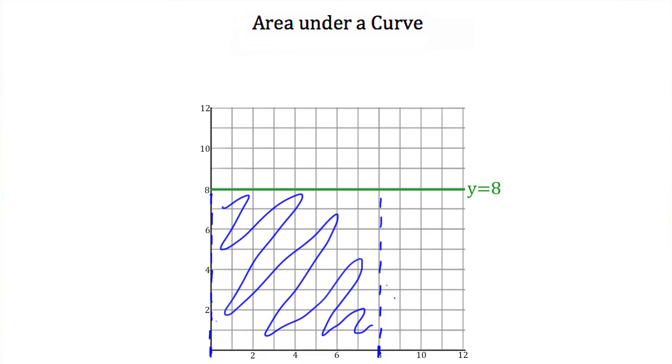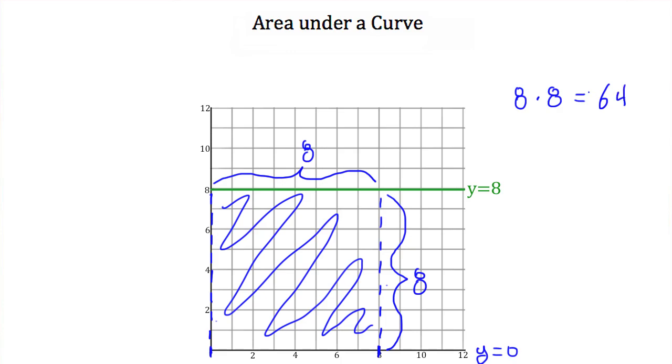I can find the area of this rectangle because this dimension here, our length, we go from 0 to 8, so this is 8. And then our width here, this is the distance between the line y equals 8 and our x-axis, which is the line y equals 0. So this dimension is 8. So the area underneath this curve, from where x is equal to 0 and x is equal to 8, is just 8 times 8. And that's 64.